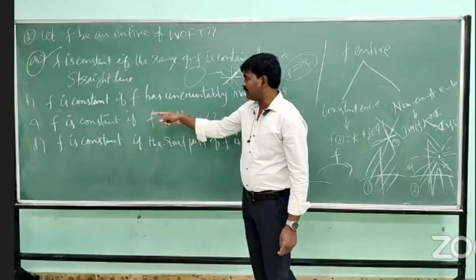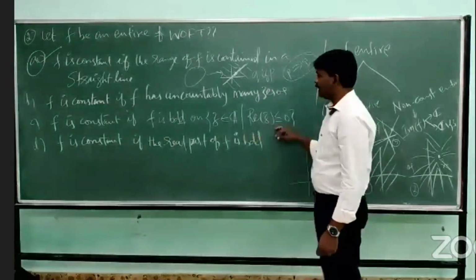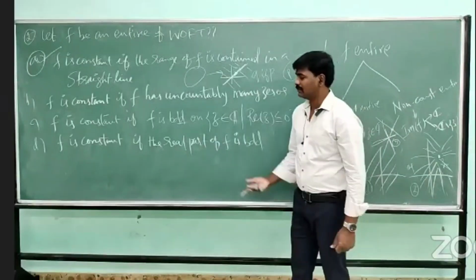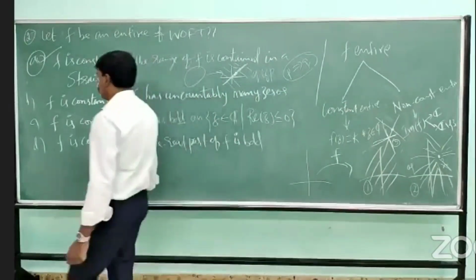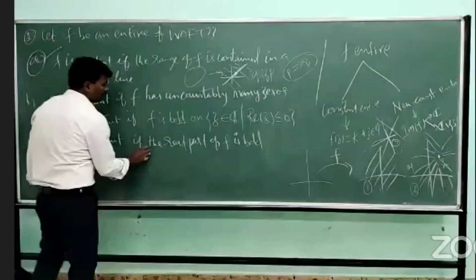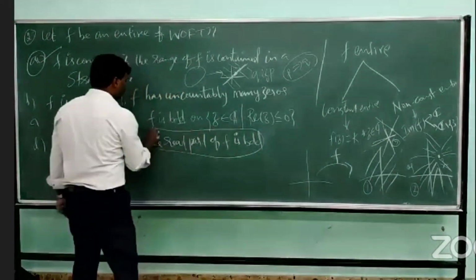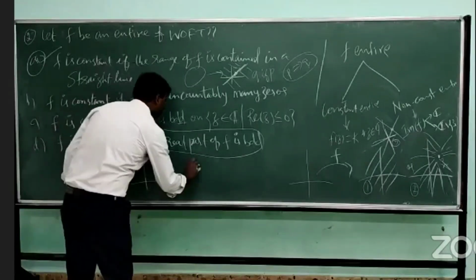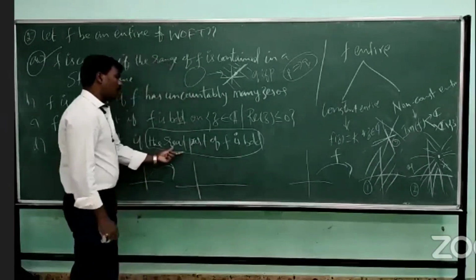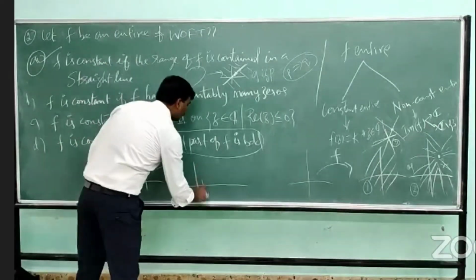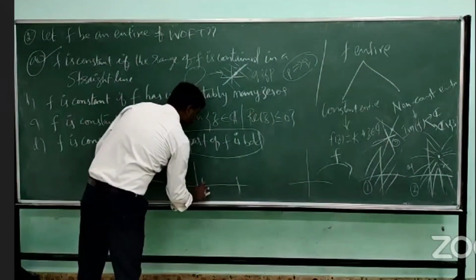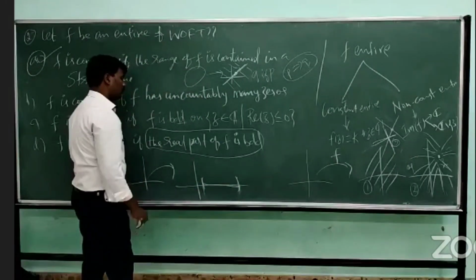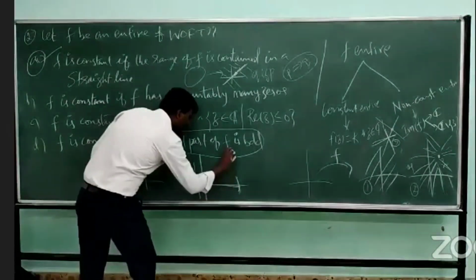Option C, f is constant if the real part of f is bounded. So what is that meaning? The real part of f is bounded means f goes from the complex plane to the complex plane, and the real part is bounded, so it could be somewhere on the real line. It's bounded, open or closed, whatever it may be. So the image could be lying only in this region.